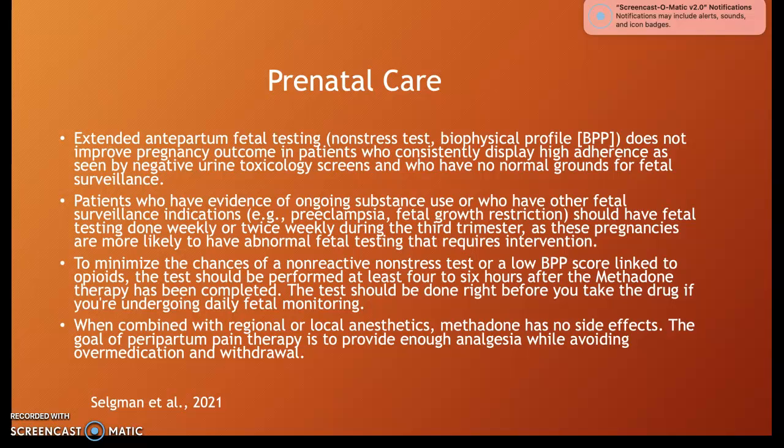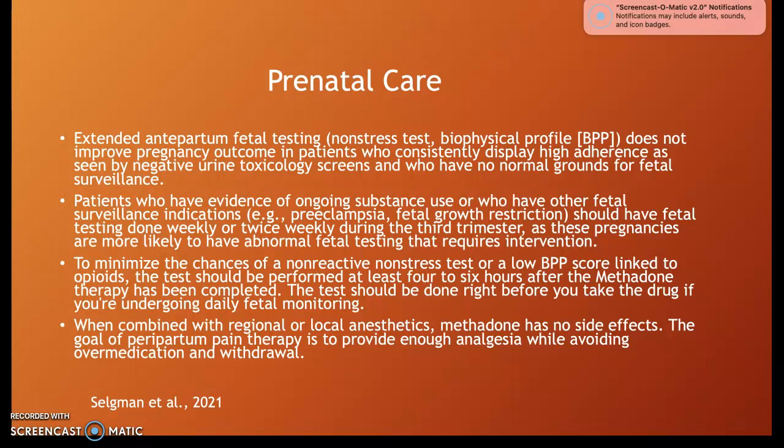Extended antepartum fetal testing, such as non-stress tests and BPP, doesn't improve pregnancy outcomes in patients who consistently display high adherence, as seen by negative urine screens, or who have no other grounds for fetal surveillance. Patients who do have evidence of ongoing substance use or who have other indications for fetal surveillance, such as preeclampsia or fetal growth restriction, should have fetal testing done weekly or twice weekly during the third trimester, as these pregnancies are more likely to have abnormal fetal testing that requires intervention.